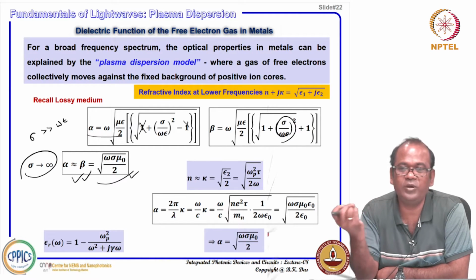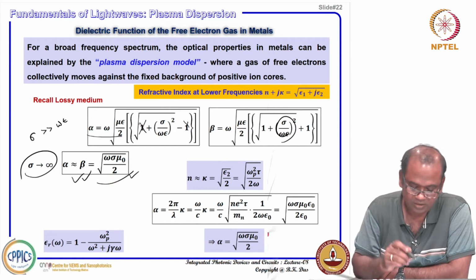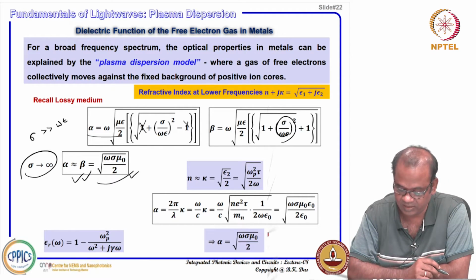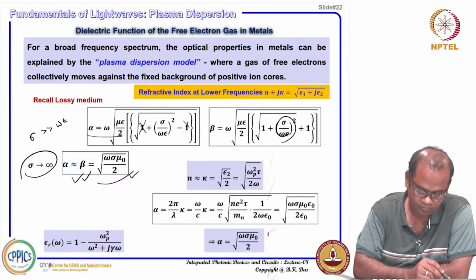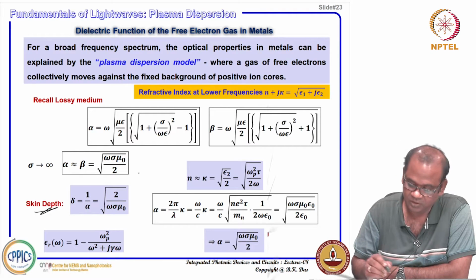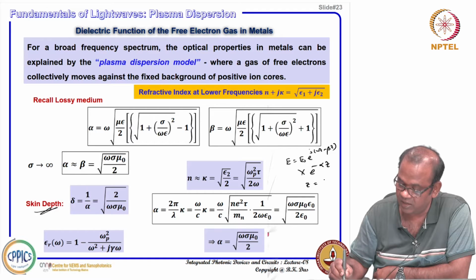So, basically at lower frequency or very high conductivity, in that regime, the alpha value, the real part of the propagation constant, and the imaginary part of the propagation constant are identical. Okay. So, skin depth: when the wave is propagating, for example, E equal to E0 e to the power j(omega t minus beta z) times e to the power minus alpha z, where alpha is the attenuation coefficient.